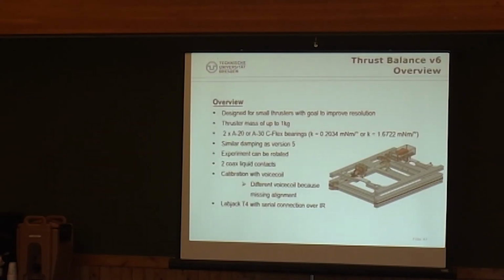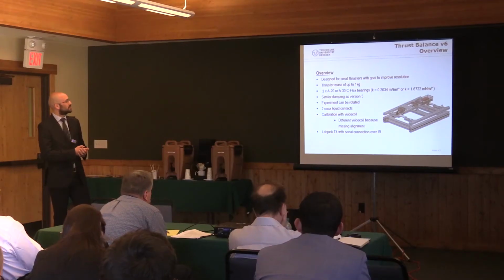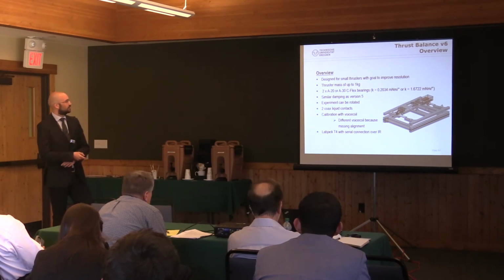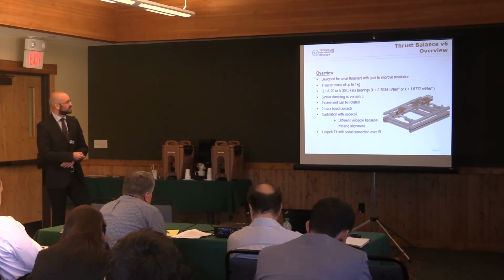So because our balance is very heavy, and the spring constant is not that good, we want to build a smaller balance that resembles Professor Woodward's balance more, basically. So there we use an A20 and an A30, and I forgot the numbers, but I think they are a factor 2 better in spring constant. The other stuff is very similar. We use eddy current damping. The experiment box can rotate, but with a much smaller motor. We only have 2 coax liquid contacts, and we will also use a voice coil.